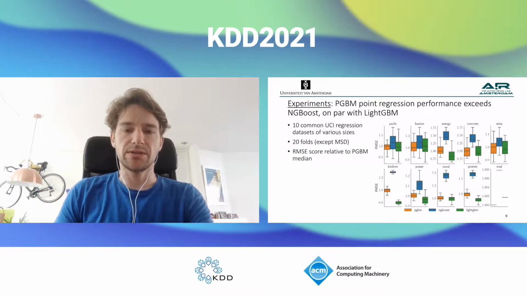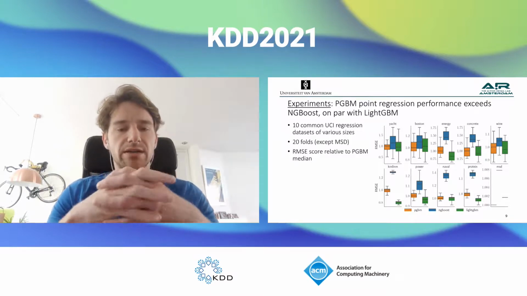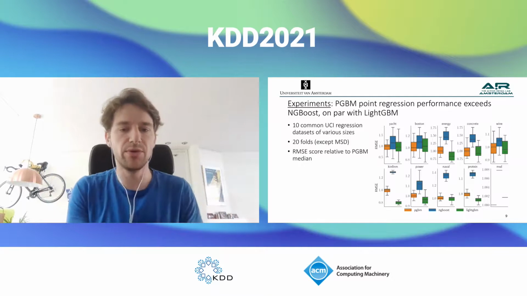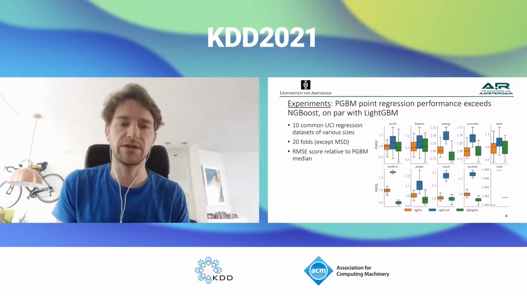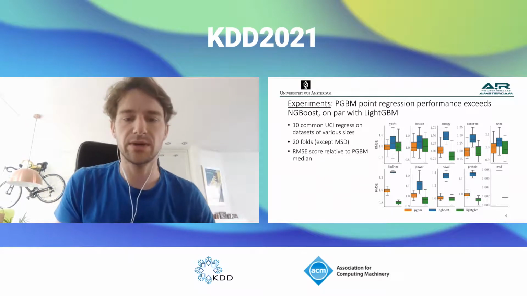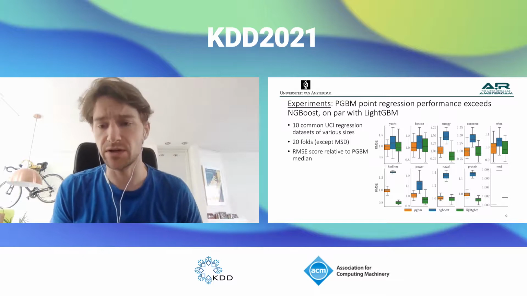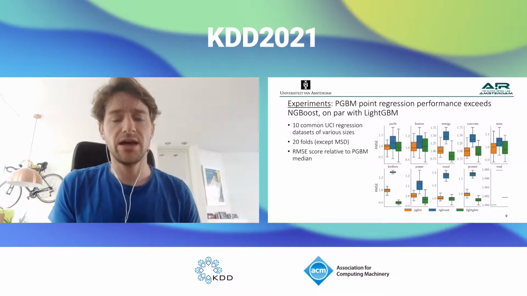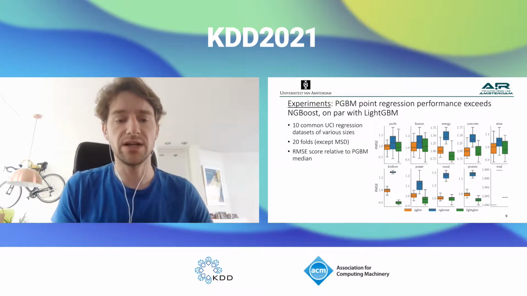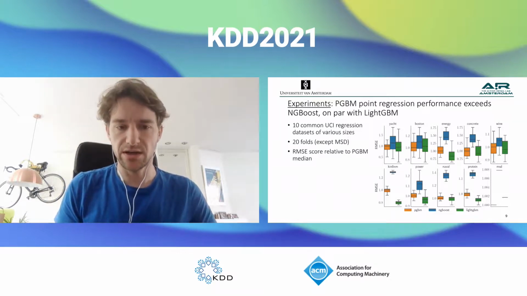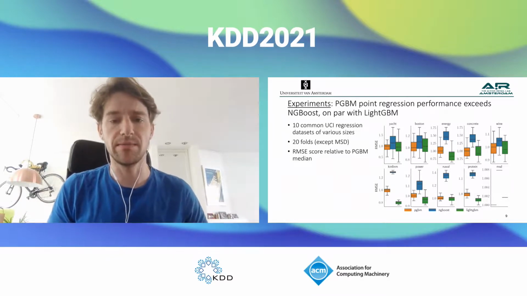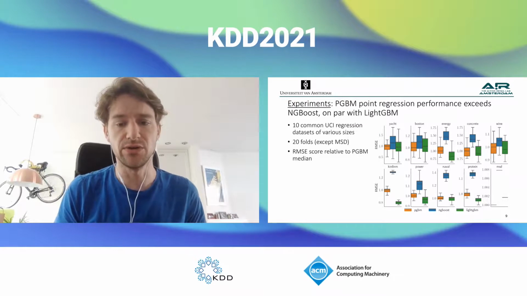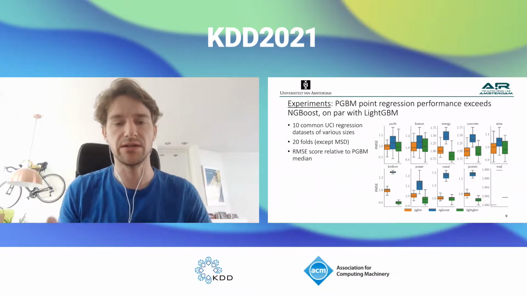So onto experiments. What we did is evaluate our performance, both point and probabilistic, on a set of 10 common UCI regression data sets of various sizes. We performed the experiments for 20 folds, except for the large data set MSD, and we report a root mean squared error score relative to the PGPM median. So in every one of these plots, you can see the median score of PGPM is 1, and the other scores, the blue, which is XGBoost, and the green, which is LightGBM, are relative to PGPM.